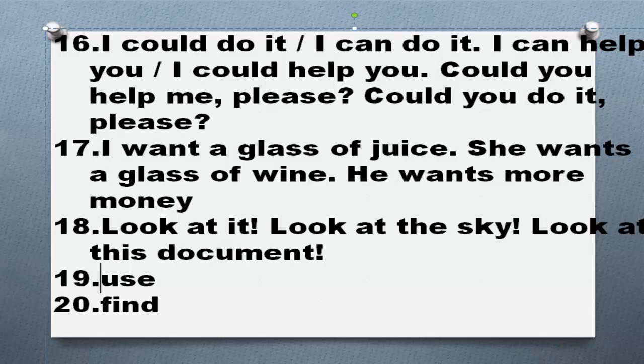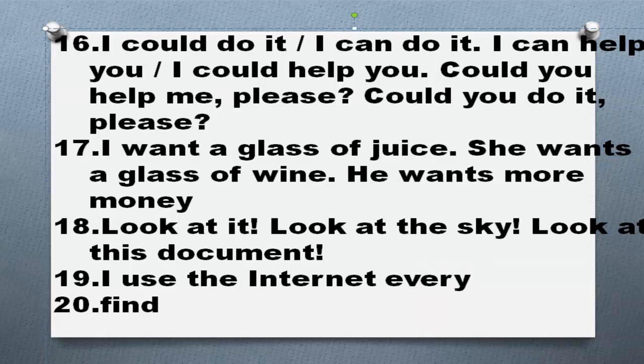Далее, use. Пользоваться. Пользоваться интернетом, к примеру. I use the internet. Я пользуюсь интернетом. I use the internet every day.